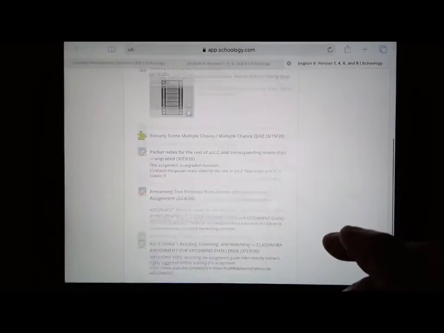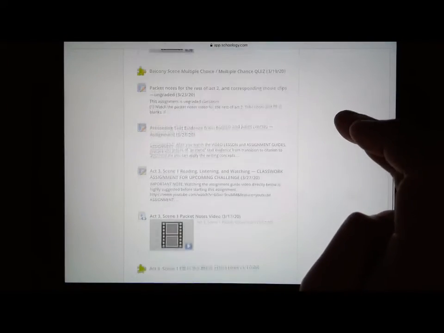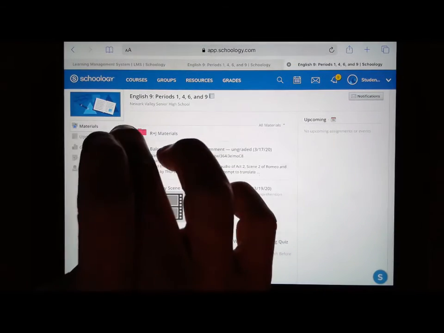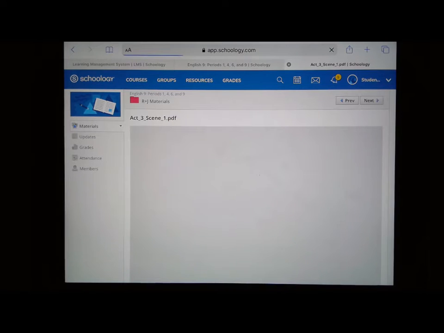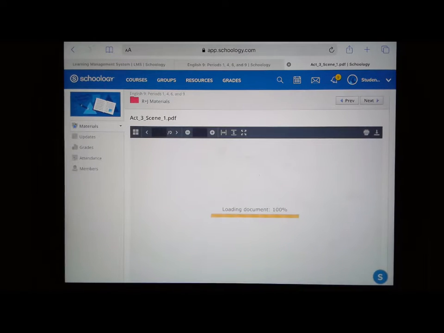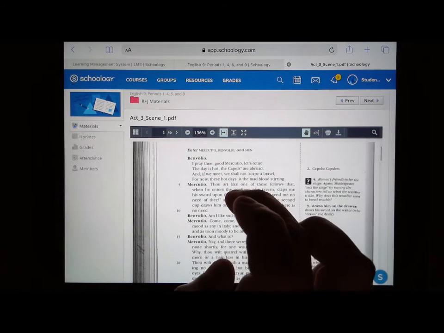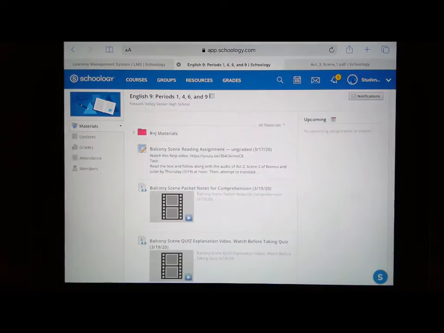By the way, I've got two tabs open. I've got this one, which is the one I was just showing you, and this one. And maybe in a second tab or a second window you're going to want to have the Act 3 Scene 1 text open. It's the PDF. This is a text-based quiz. It's open note, open book, however it is you want to consider it. And it's going to ask you about some very specific lines and even words. So I'll show you what that looks like.